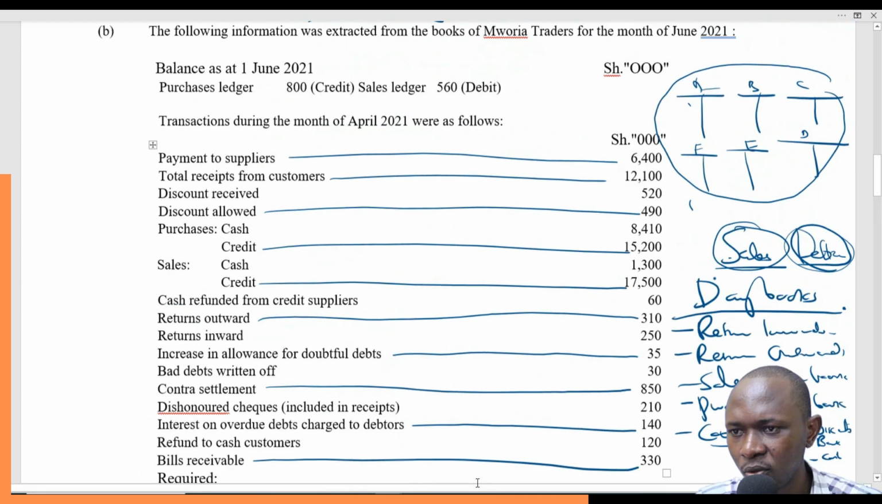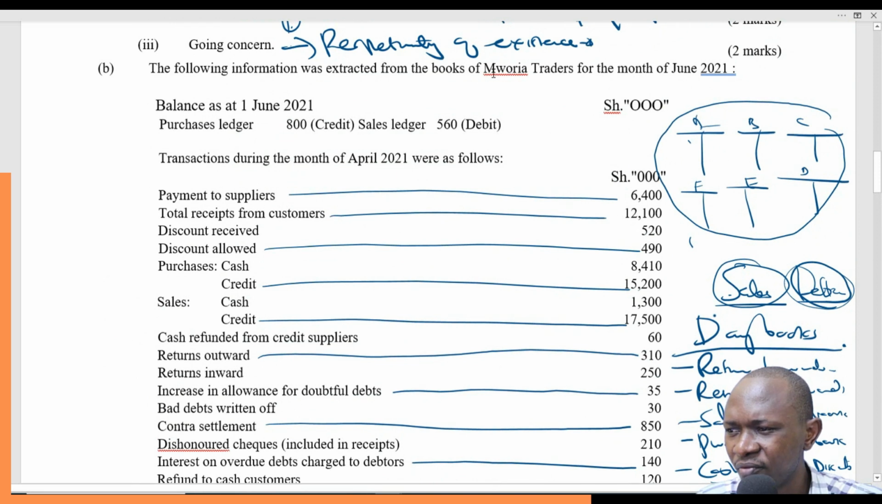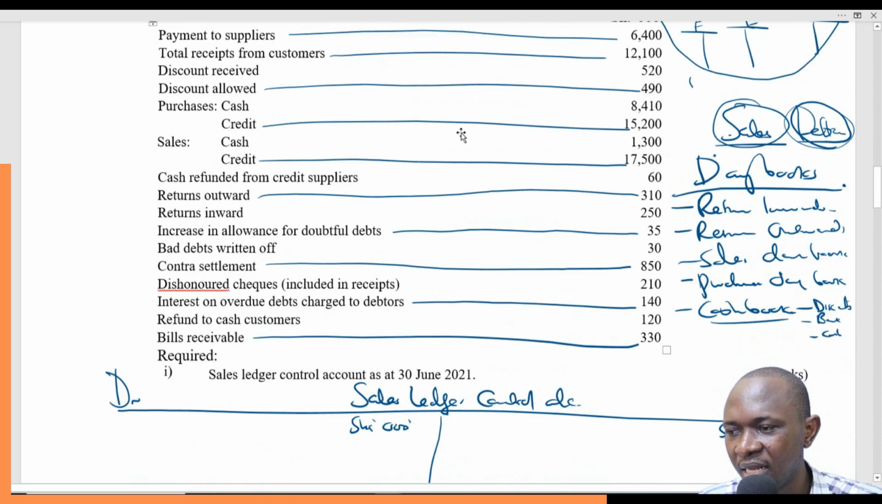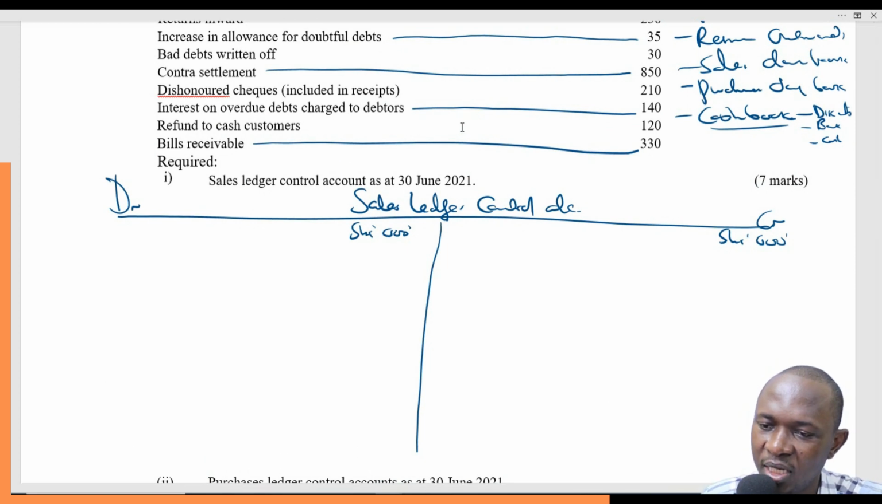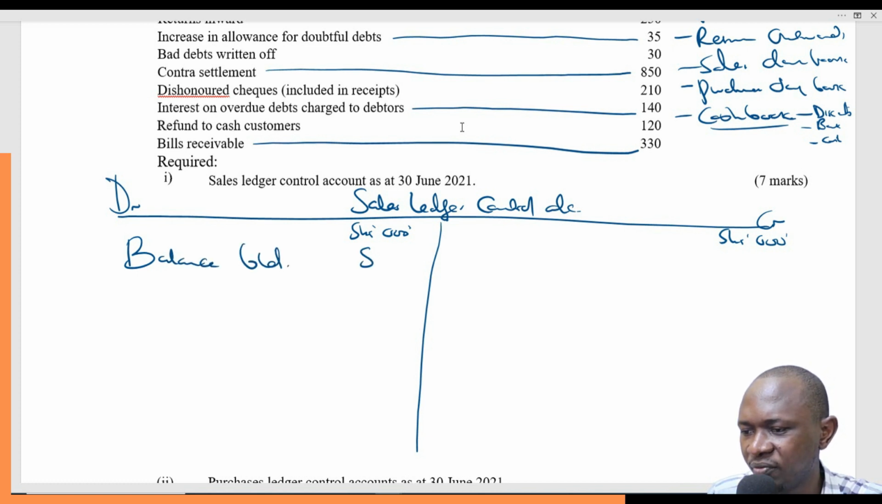So let's go straight to the question. The following information was extracted from the books of Moria traders for the month of June 2021. Balance as at 1st June 2021, the purchases ledger is 800. We are preparing the sales ledger, so the purchases ledger we will leave out for some time. Sales ledger, it's a debit balance of 560. So we simply come here, check the debit side, and say balance brought down. The amount is 560.